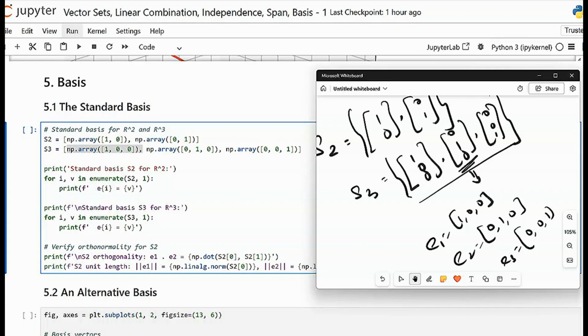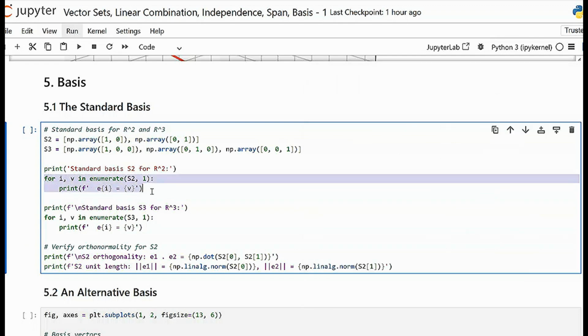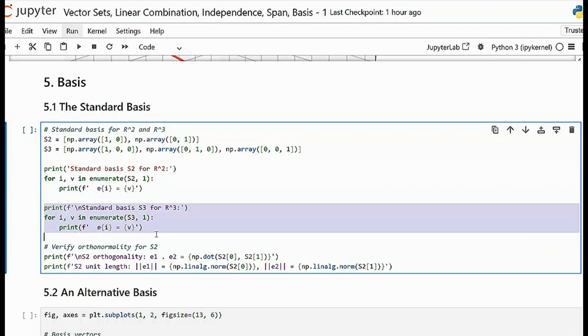So let me provide the labels also. This for loop loops through the two-dimensional basis vectors and prints them, that is E1 and E2. And we are also going to print the labels for the 3D case, that is E1, E2 and E3 for R3.